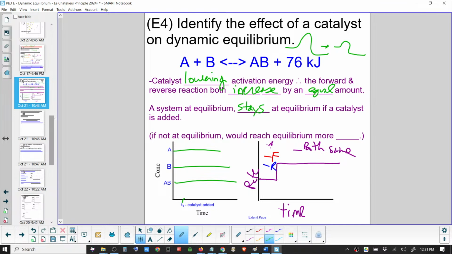You said I had another question. Justin's wondering, with the last box, if not at equilibrium, would reach equilibrium more blank. If it's not at equilibrium, it would reach equilibrium more quickly. Thanks for pointing that out. Forgot about that. So all a catalyst will do is ensure it gets to equilibrium really fast. So it's not going to give you more product or more reactant. It's just going to give you more of both more quickly. Which is why industry often first gets a catalyst, but then second, asks how can you shift the equilibrium to the products that you want?